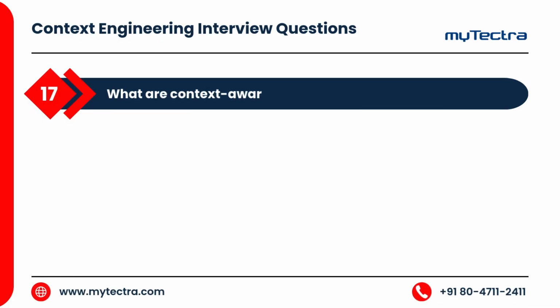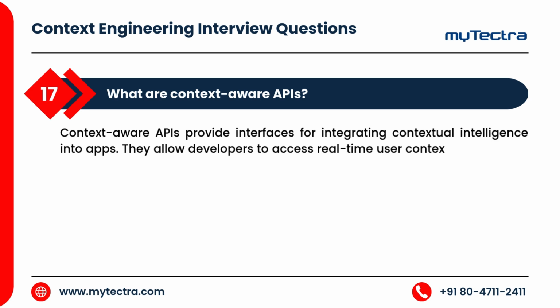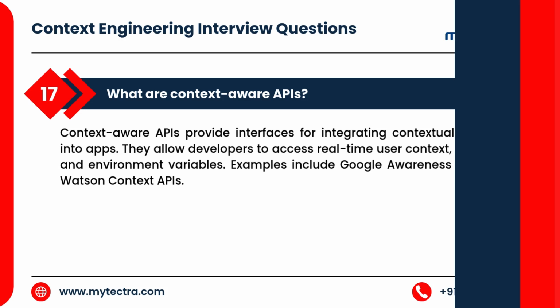What are context-aware APIs? Context-aware APIs provide interfaces for integrating contextual intelligence into apps. They allow developers to access real-time user context, device data, and environmental variables. Examples include Google Awareness API and IBM Watson Context APIs.